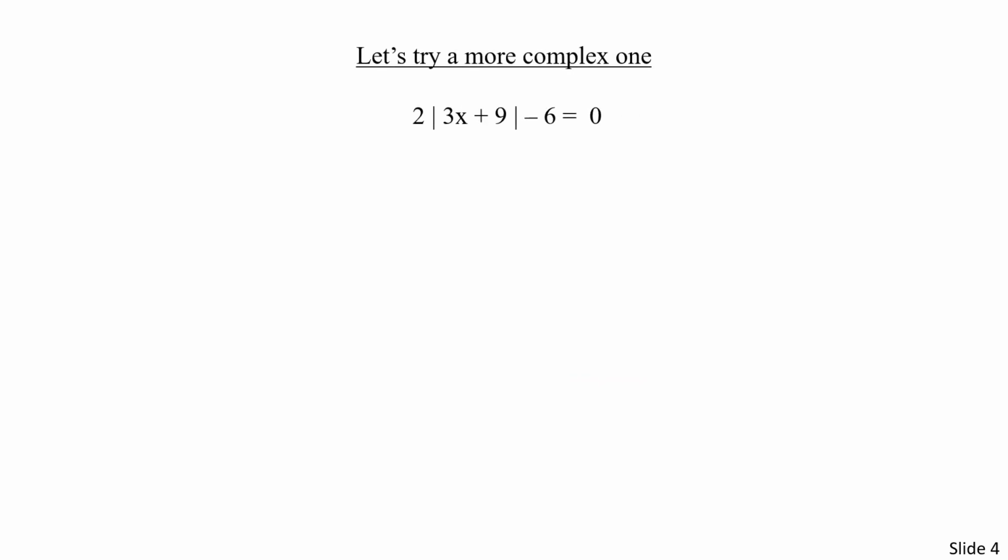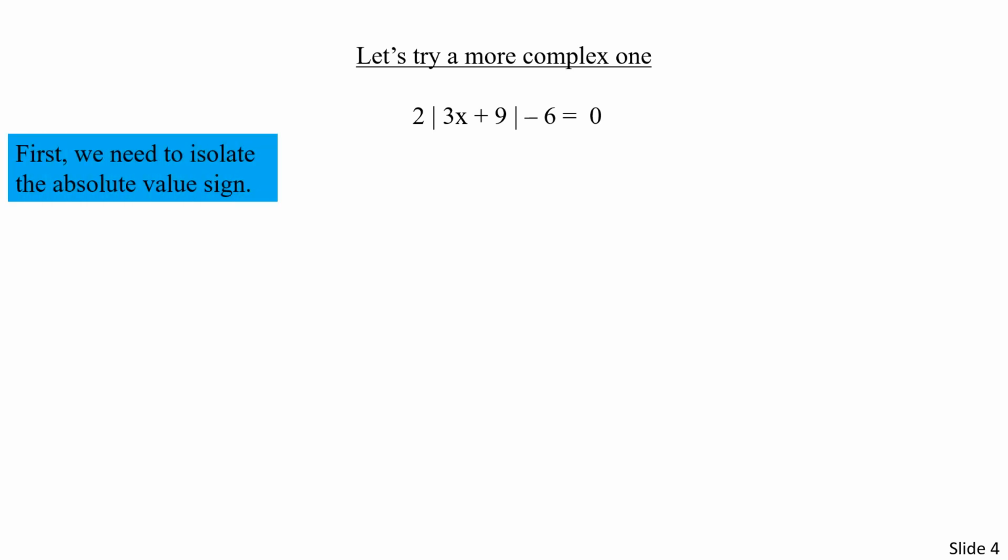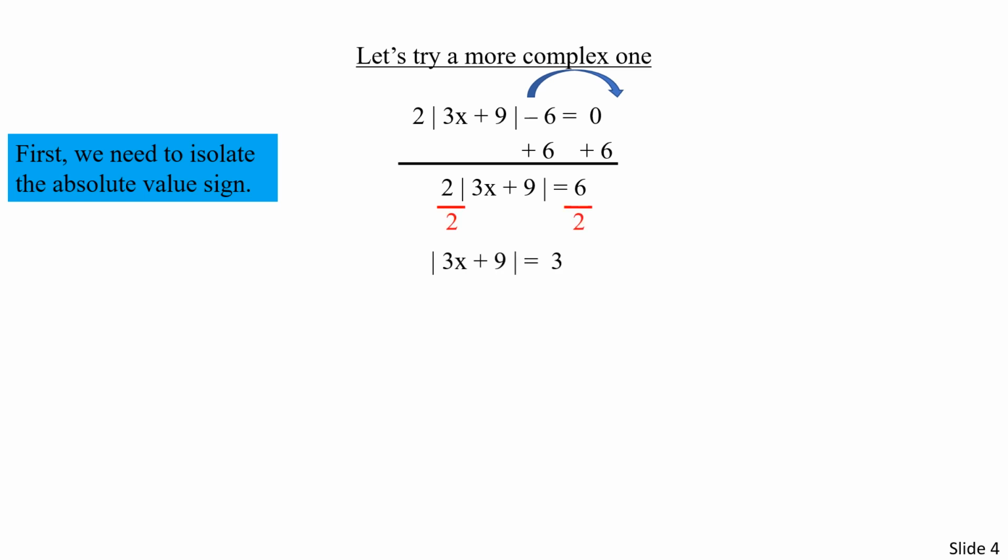Here's one a little more complex. 2 times the absolute value of 3x plus 9 minus 6 equals 0. So I need to isolate the absolute value sign. So I'm going to add the 6 over, and then I'm going to divide by the 2. So the absolute value sign is all by itself.